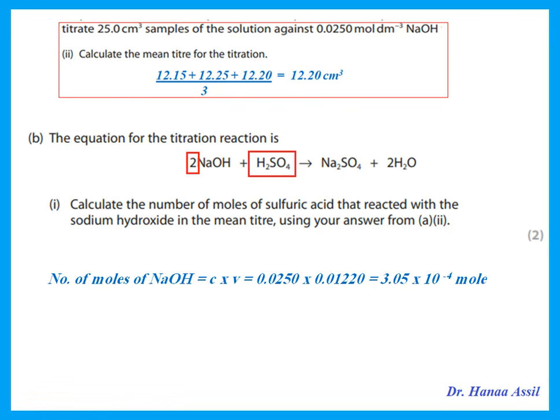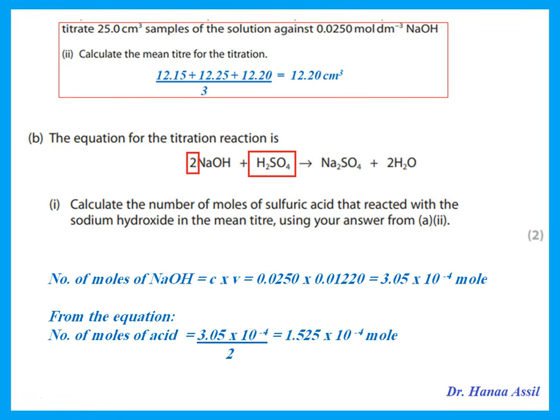When we look at the equation, we find that 2 moles of sodium hydroxide react with 1 mole of sulfuric acid, or the ratio of sodium hydroxide to sulfuric acid is 2:1. That means that if I have a certain number of moles of sodium hydroxide, then in order to get the number of moles of acid, I should divide that by 2. So this gives me the number of moles of sulfuric acid that was left in the solution that I was able to titrate with the sodium hydroxide.